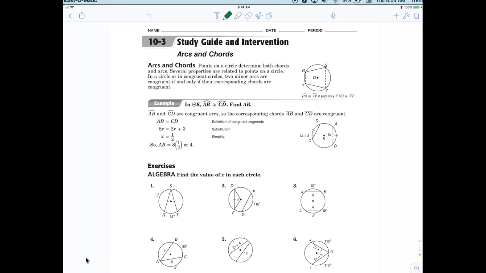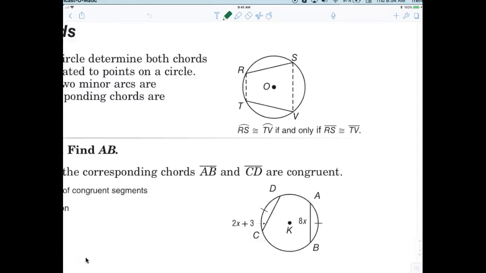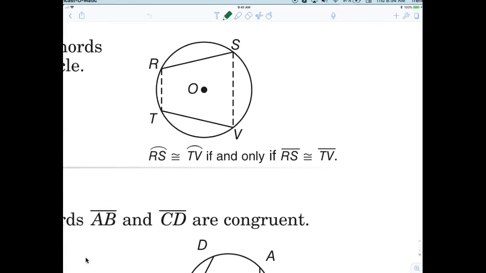Okay, everybody good? All right, let's talk about it now. Does everybody agree? RS could be referencing the arc, or it could be referencing the chord. Do you agree? That's why there are symbolisms for it. RS, that is obviously the arc, and then RS is the chord. All right, so what do you think is true if I told you that RS is equal to TV?